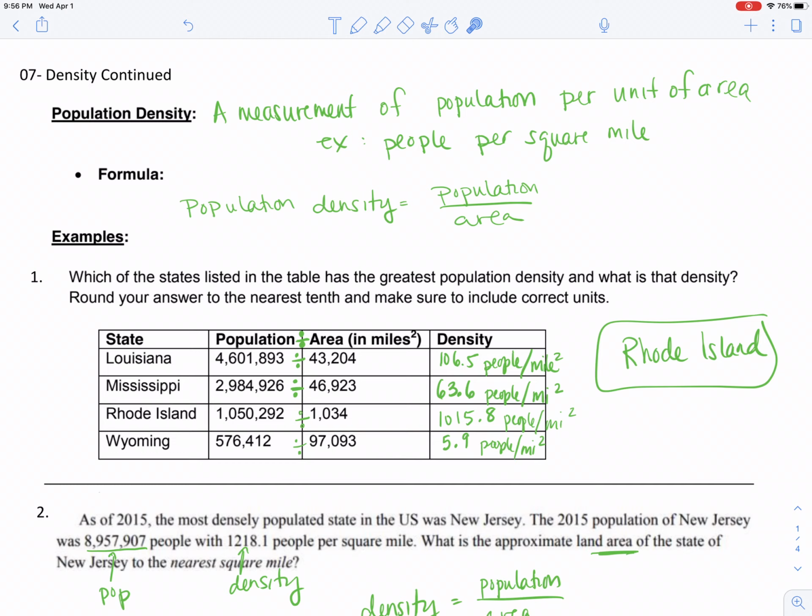And if they're asking you, first of all, they told you to round to the nearest tenth. They have to tell you what to round to. They wanted to know which state listed in the table has the greatest population density, and that would be Rhode Island. The least dense state would be Wyoming with 5.9 people per square mile. That's a lot more spread out, less dense.